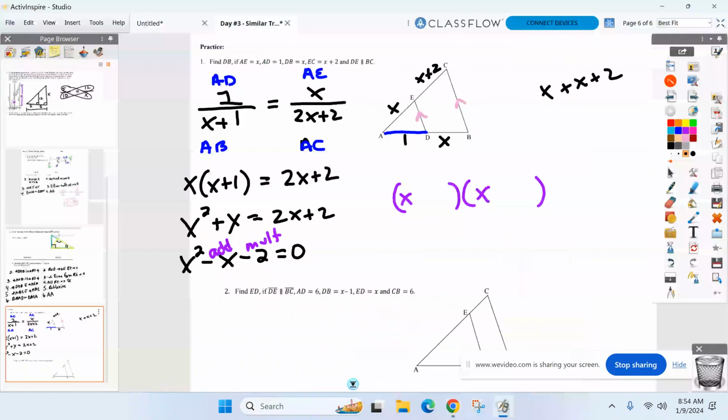Alyssa, got any for me? Negative 2 and positive 1. Good job. I like it. Now set them equal to 0 and solve for x. I know some of you don't do that step and I don't require it. But if you take that next step, set them equal to 0 and solve, that's fine. If you don't do this step, okay with me too.